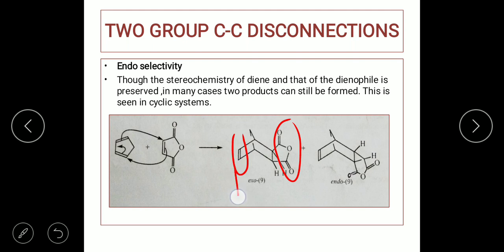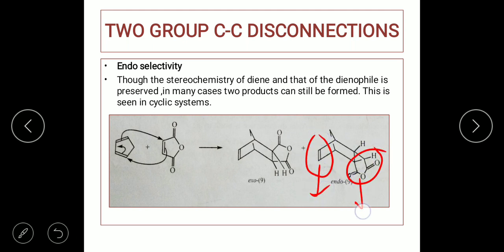The double bond is facing below the plane, whereas the substituent group is facing above. So hence it is a trans. When you say trans, you can also call it anti isomerism. It possesses anti isomerism, whereas in the endo product you can see the double bond is facing below the plane, and the functional groups are also situated below the plane of the bridged head, meaning they are on the same side. Since they are on the same side, it is syn isomerism and it is called endo.